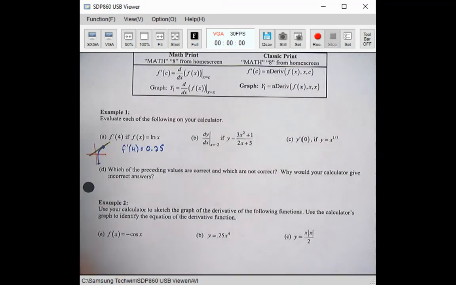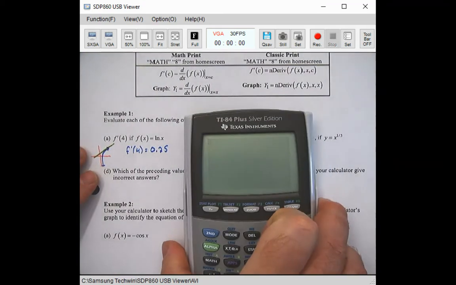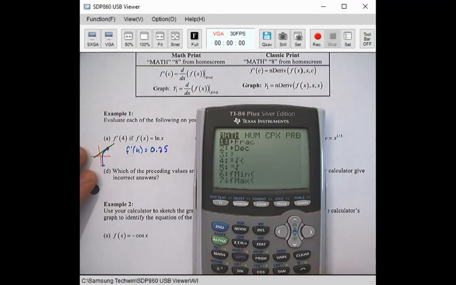Okay, let's say you don't have a fancy calculator. Let's say you have the old classic one. So I'm going to go Math. This time I have to do Math 8. Now here I want to put my function. So my function is the natural log of x. Close it. Then I want to put a comma. What am I deriving according to? x. At what value? 4. And it should spit back the exact same thing.